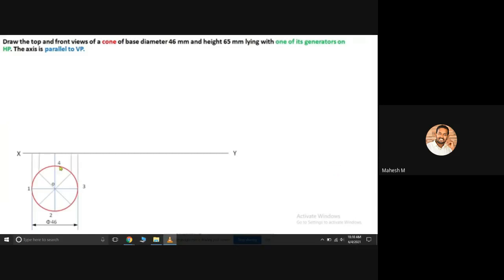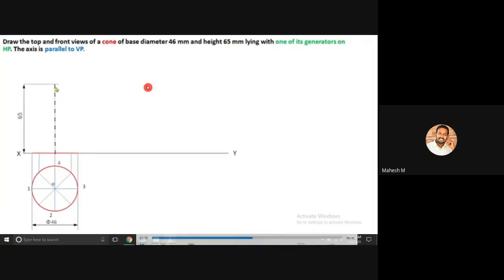Okay, so you can project all your points towards your front view position. Then you can create your base. So this one is our base. Then you can create your axis with a height of 65 mm. So look at this dimension. So it is a vertical line. So it is not a parallel line towards generator. If you are creating a parallel line towards generator, then it will be wrong. Okay, then you can connect these two points with the inclined line. This one will be called as generator.